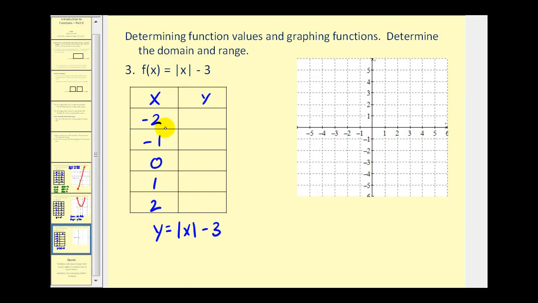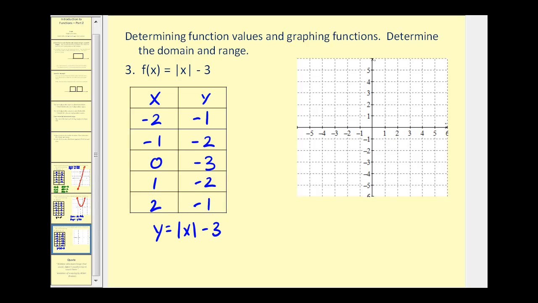Okay, so when x is -2, the absolute value of -2 would be +2 minus 3, that's -1. The absolute value of -1 would be 1 minus 3, that's -2. The absolute value of 0 would be 0 minus 3, that's -3. The absolute value of 1 is still 1 minus 3, -2. And the absolute value of 2 would be 2 minus 3, which is -1.